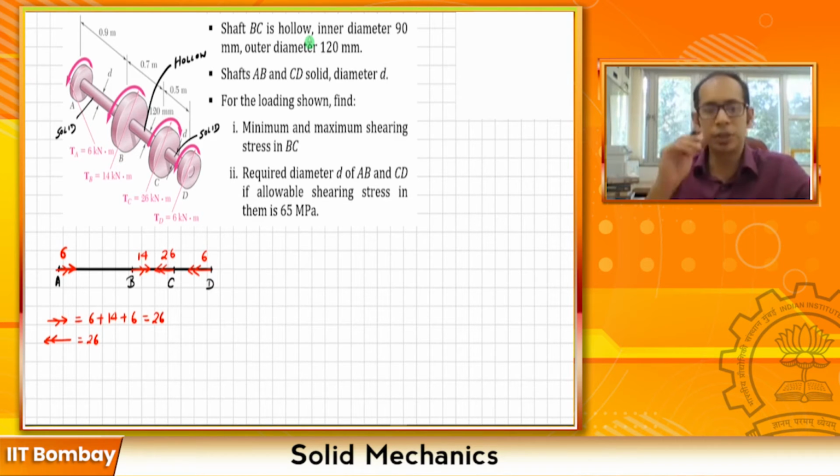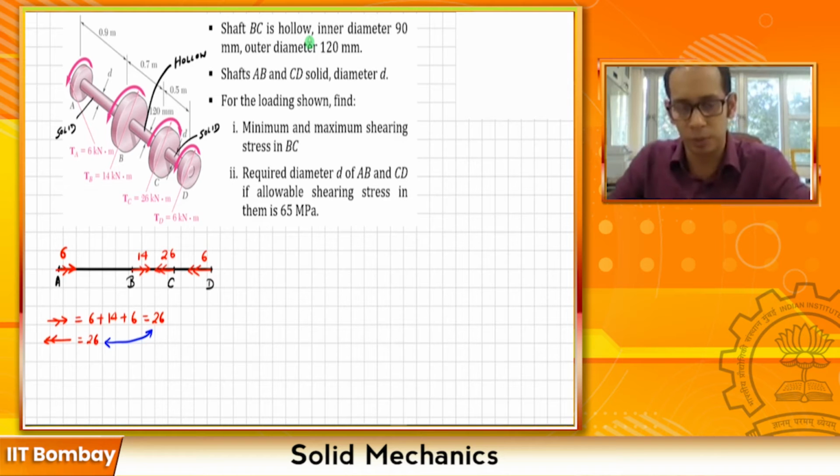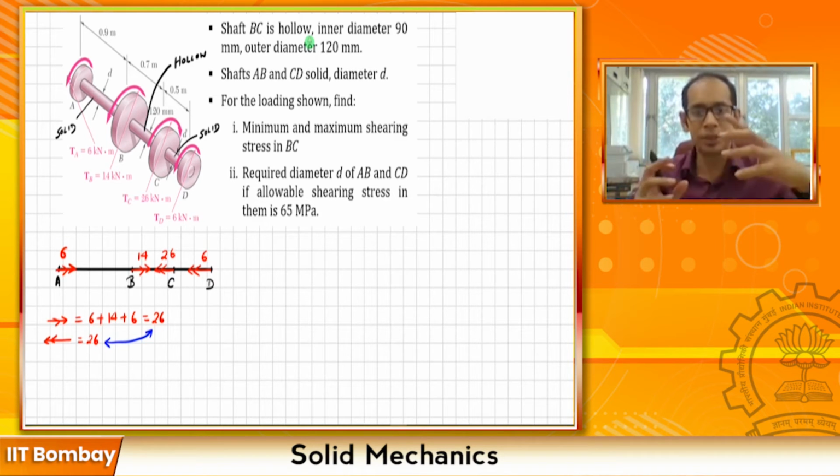So you see that the system is in equilibrium because the torques acting clockwise and the torques acting anti-clockwise are equal and opposite. So your system is in equilibrium. So we have established that. Now we can go ahead and solve the problem once we have established that our system is in equilibrium.